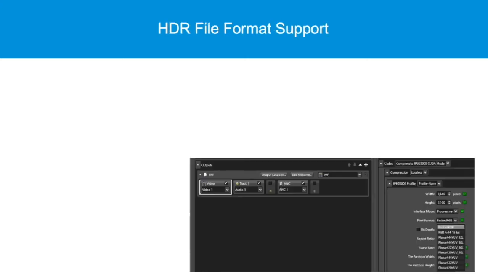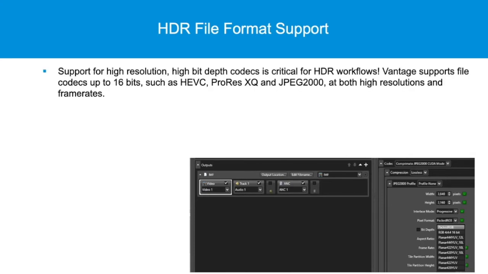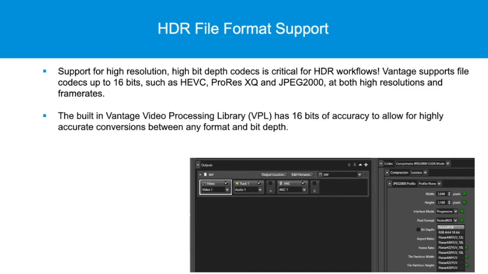To work with HDR, you must have support for high bit depth, high resolution, and high frame rate codecs, such as ProRes HQ, JPEG 2000, and HEVC. The Vantage Video Processing Library, or VPL, is extremely accurate, up to 16 bits of accuracy, to allow for very high quality conversions between any of these formats.